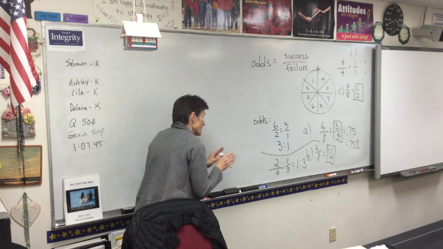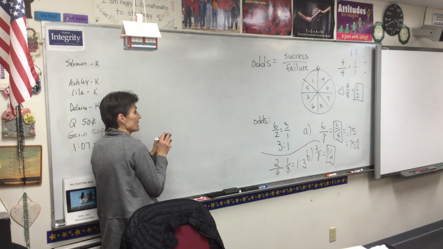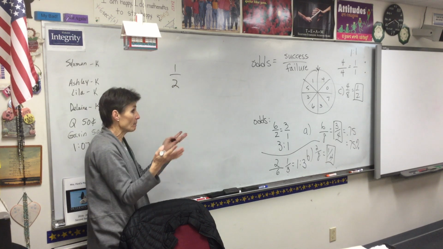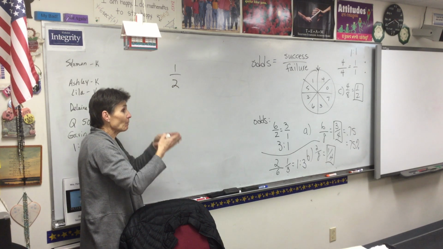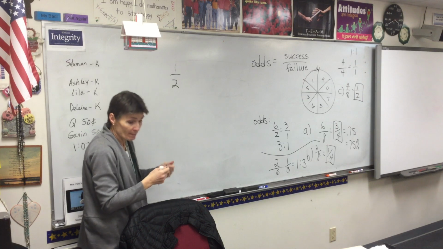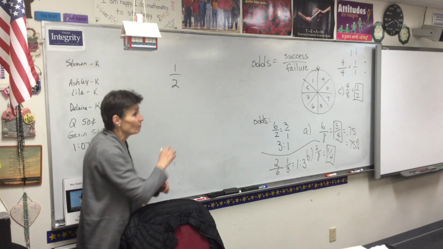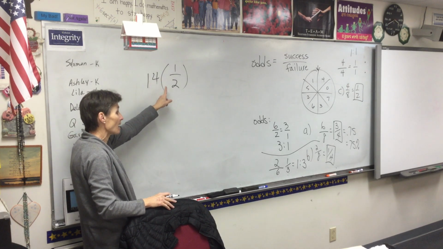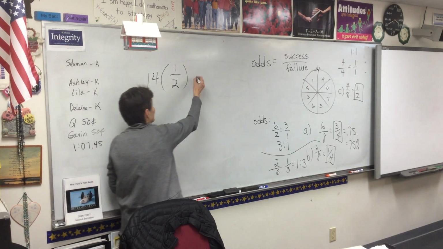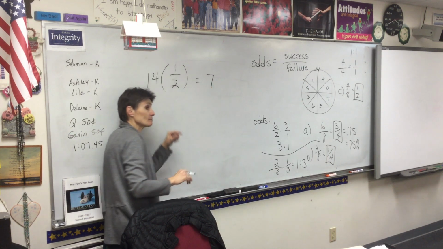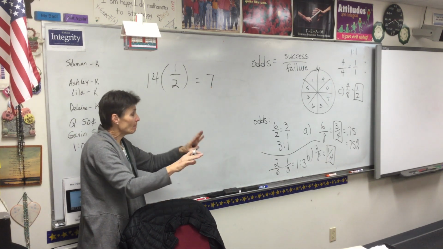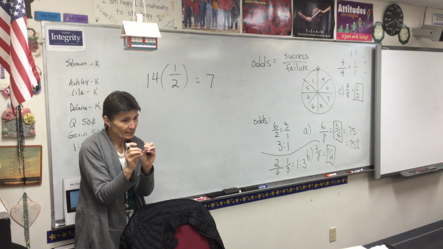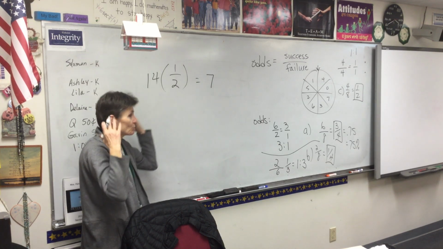So what you're saying to me is the probability of getting a head would be 1 over 2, right? Yeah, that's the probability. I want to try this experiment, flip this coin 14 times. So I have 14 times 1/2. So that gives me 7. Most of you got that without doing anything complicated. It doesn't get any harder than that.